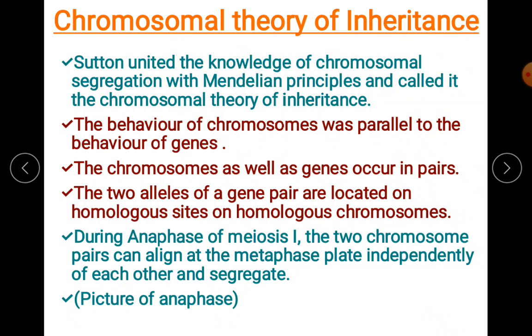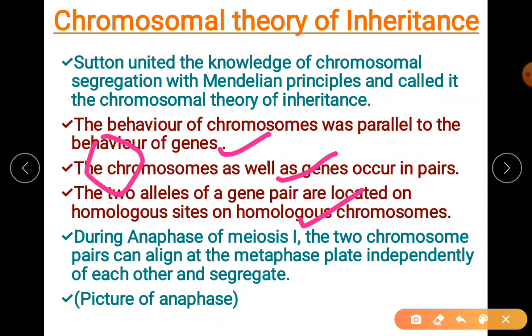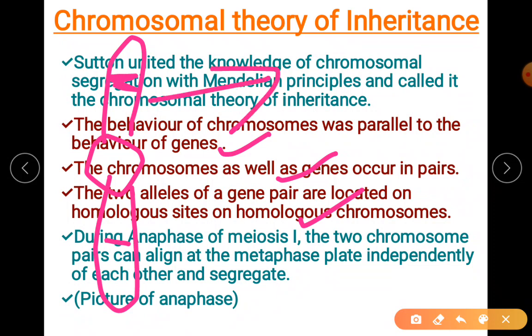There are 3 points you should remember for the theory. The behavior of the chromosome was parallel to the behavior of genes. Why? If the gene has to pass on to the gamete, then it is present on the chromosome, right? So if the chromosome is also going one way, that means even the gene is going in the same direction. It carries the gene along with it. That is why we say behavior is parallel.